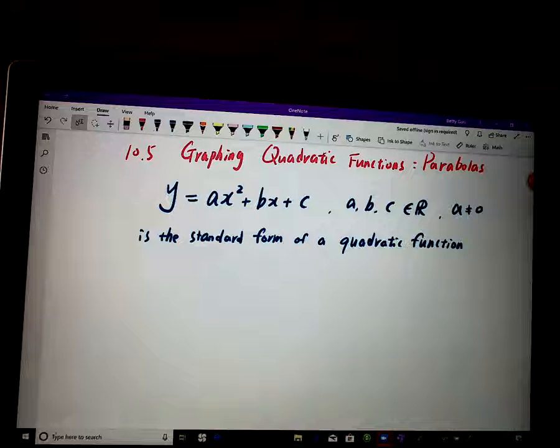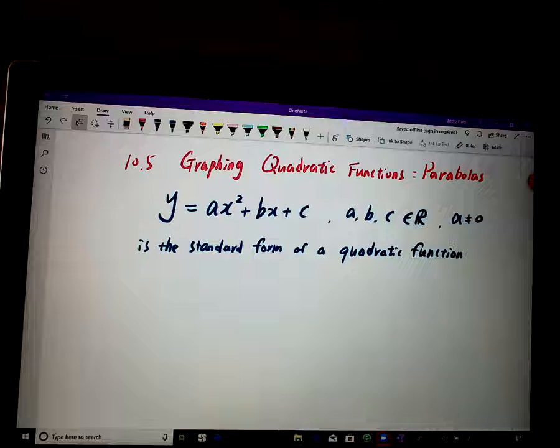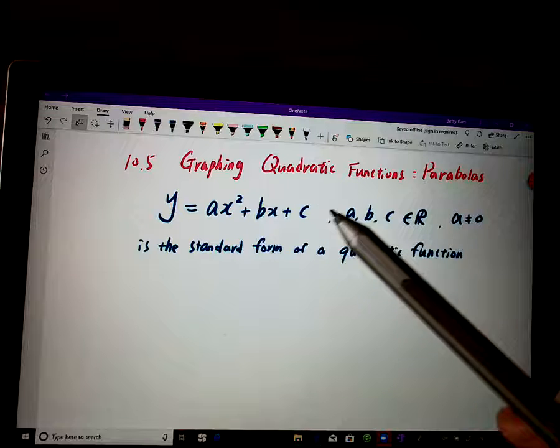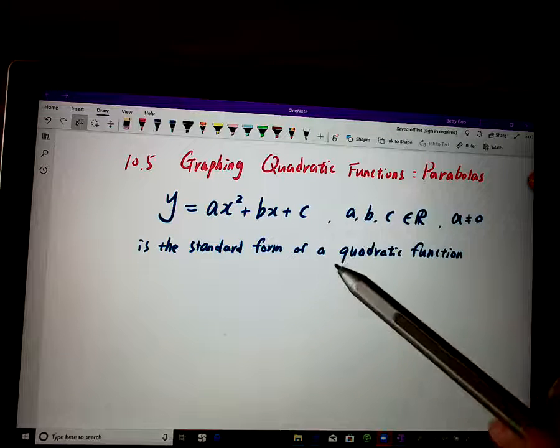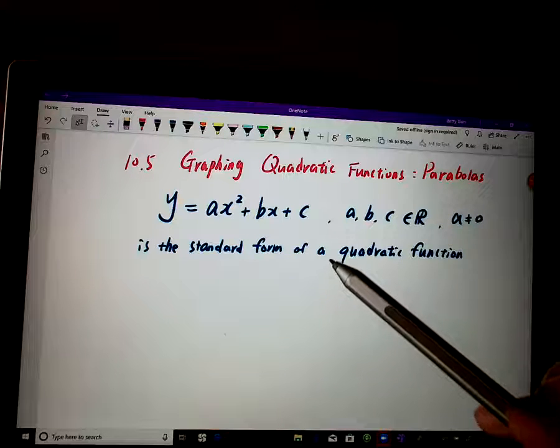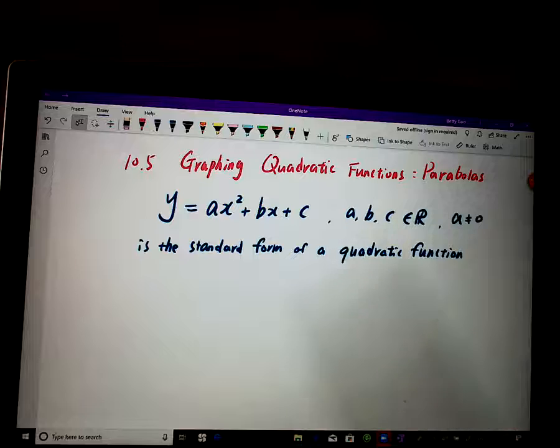Hello everyone. In this video we are talking about section 10.5, graphing quadratic functions, parabolas. Yes, the graph of a quadratic function is a parabola. Let's start from the definition of a quadratic function. We know what a function is, right? Remember, I described a function as a machine. Whenever you give the machine an input, the machine would produce a unique corresponding output for the given input.